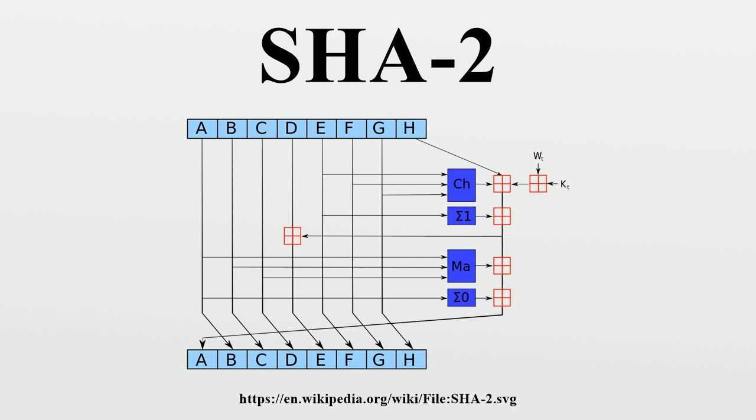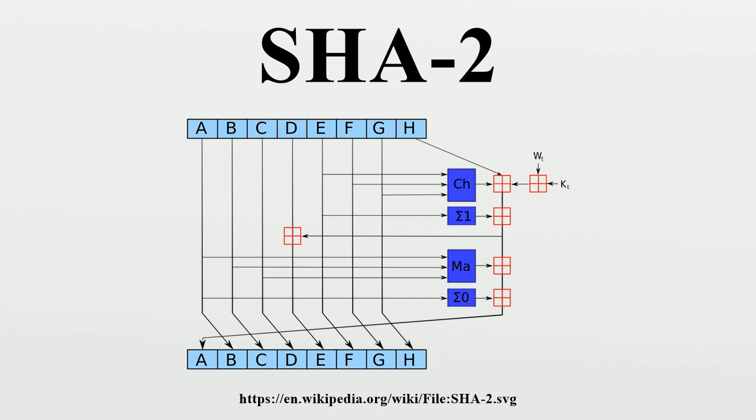The SHA-2 family consists of 6 hash functions with digests that are 224, 256, 384 or 512 bits: SHA-224, SHA-256, SHA-384, SHA-512, SHA-512/224, SHA-512/256.